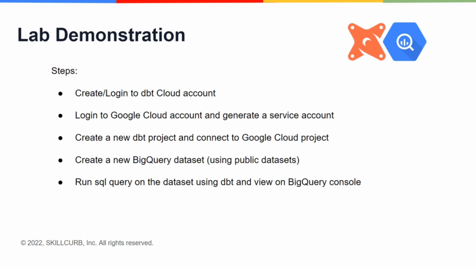The first step is to log into your Dbt and Google Cloud accounts, then generate a service account in Google Cloud account. Then create a new Dbt project and connect to the Google Cloud project using the previously created service account. Then create a new BigQuery dataset using public datasets, run SQL query on the dataset using Dbt, and finally view transformation on the BigQuery console.